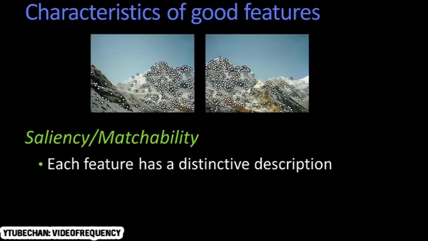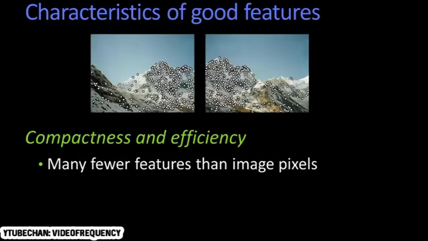What we mean by that is that it should have a description that's distinctive. So when I find it in one image, when I look in another image, there aren't a lot of other points that might match that first image. The description should be distinctive.